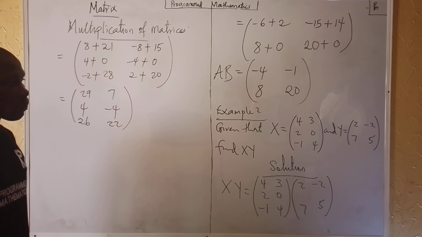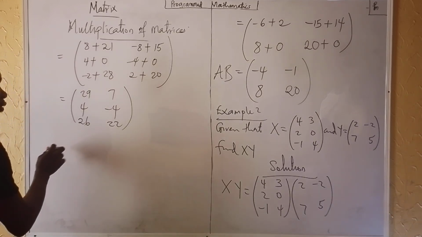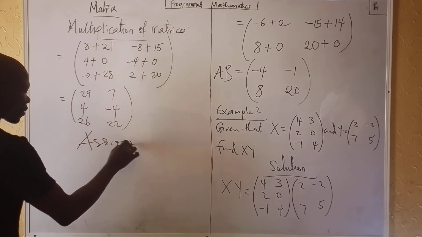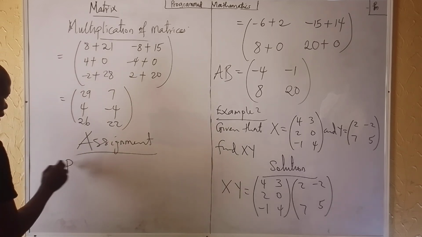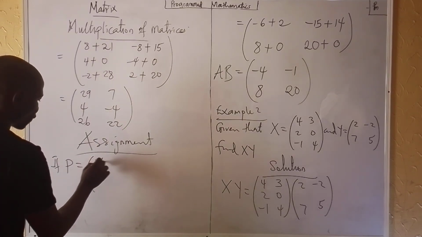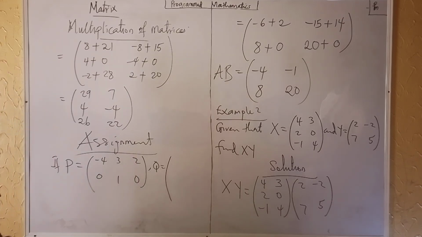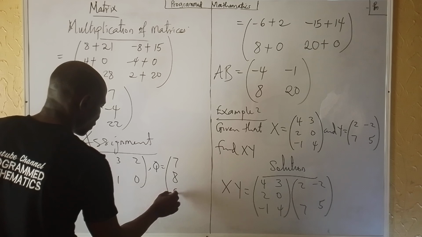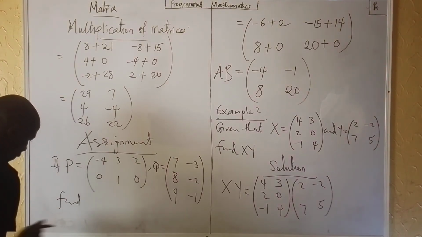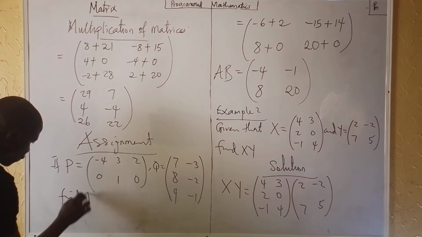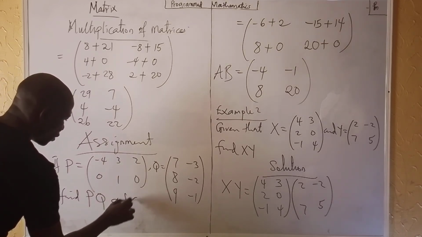So we can go on and on to multiply as many matrices as possible. Now, as a form of an assignment, I need you to do this. You can practice this on your own. Number 1: if matrix P is the matrix minus 4, 3, 2, 0, 1, 0, and matrix Q is the matrix 7, 8, 9, minus 3, minus 2, minus 1, you have to find PQ, that is the product of matrix P and Q, and as well matrix QP.